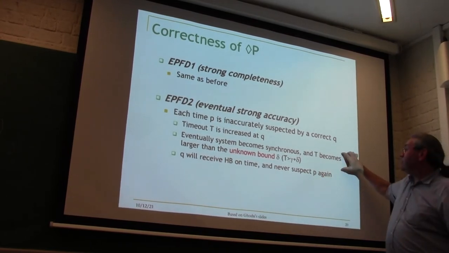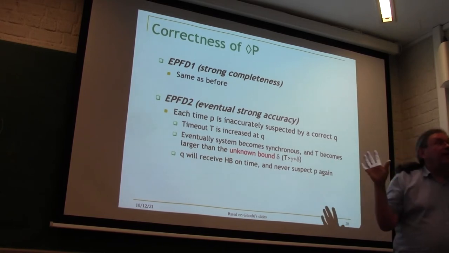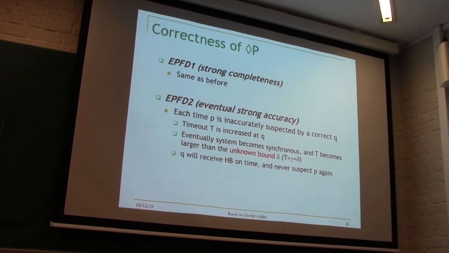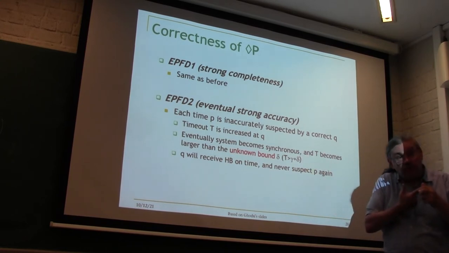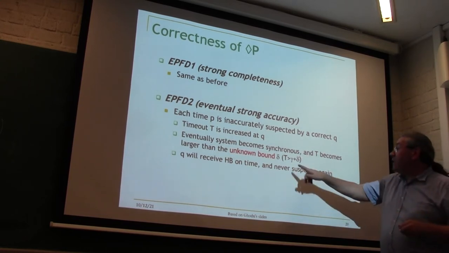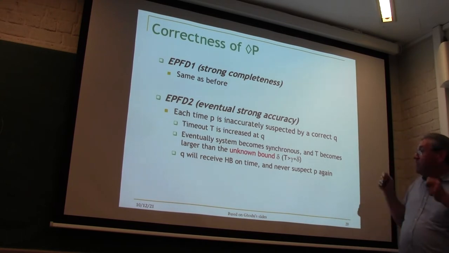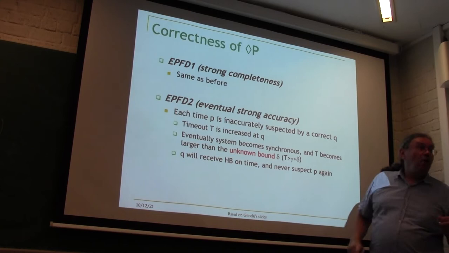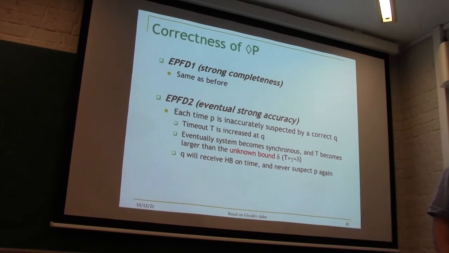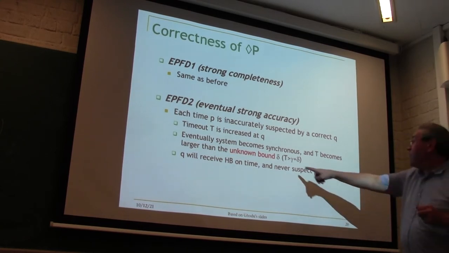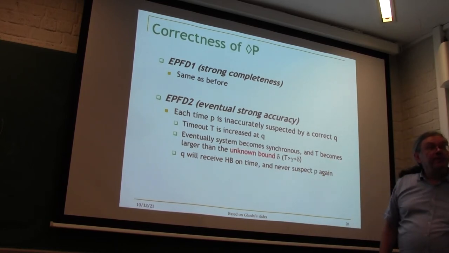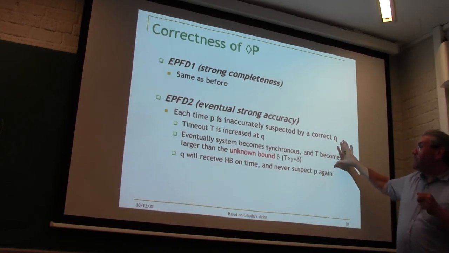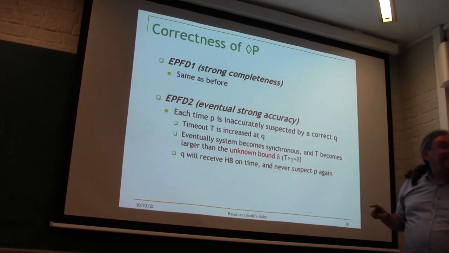At this point, there will be no more mistakes. So even though we don't know when it becomes synchronous, and we don't know what this bound is, we still know that after some time, Q will no longer make mistakes. We don't have to know the value of delta, and we don't have to know when it becomes synchronous. You see the reasoning here? It's a little bit subtle. You have these two conditions.